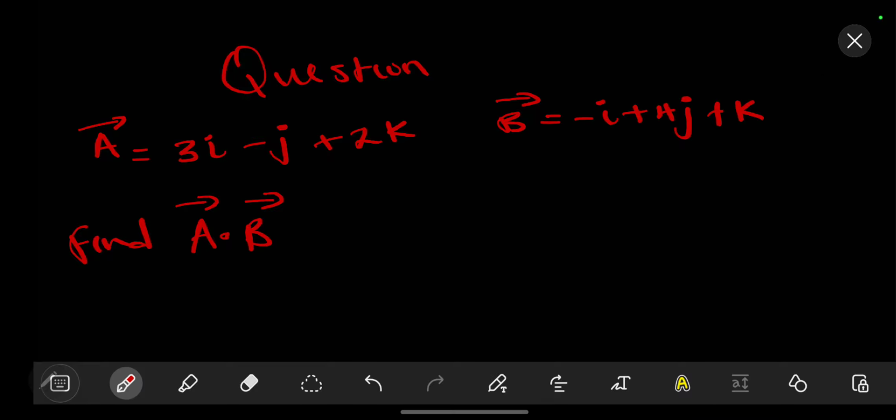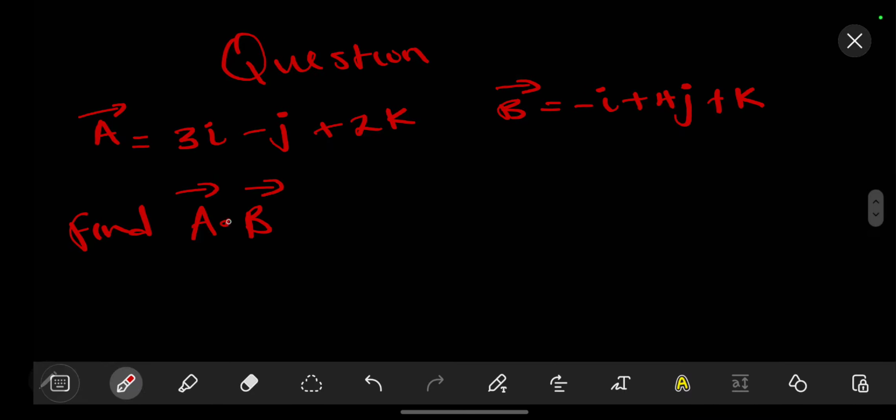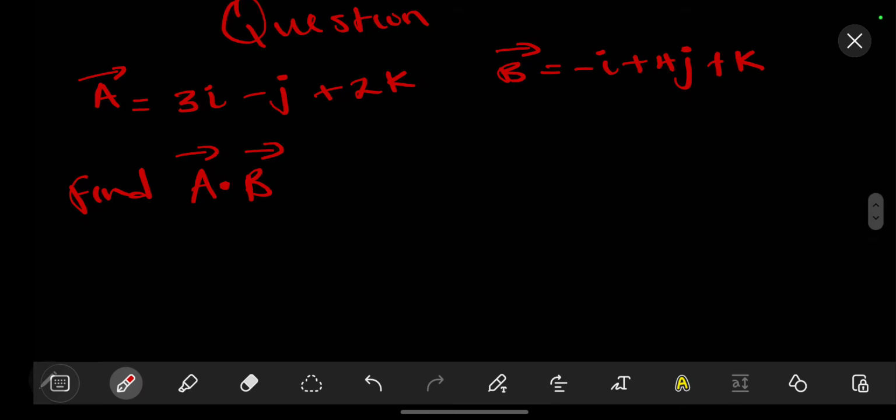So let's say for our first question we have this. How do you work it out? When you just see a dot like that, it simply means they are asking you for the dot product. So in order for us to find A dot B, we can say A dot B should be equal to, we are going to write this. Think of it as if you are multiplying. So we write our vector A, which is 3i minus j plus 2k.